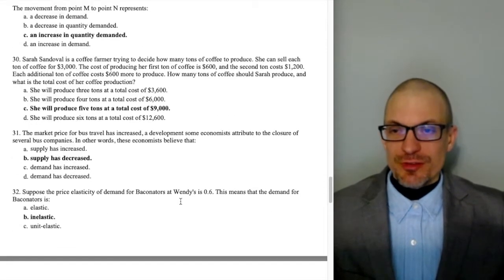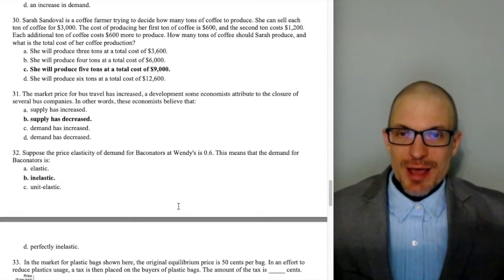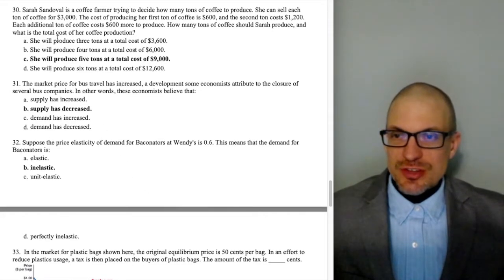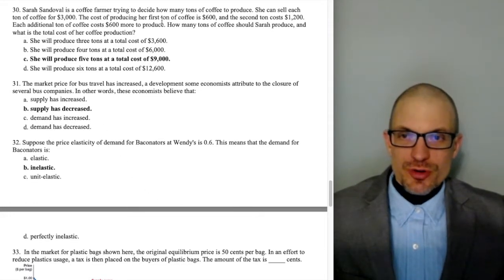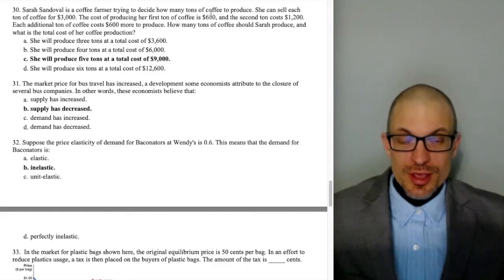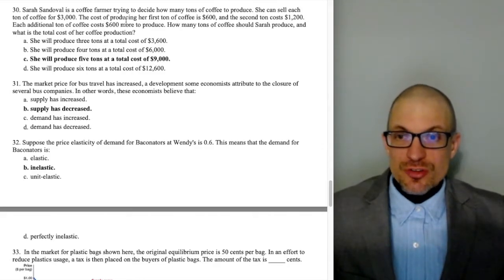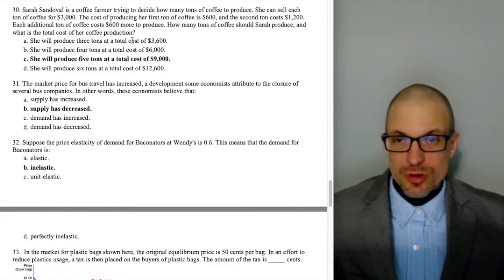Okay, Sarah Sandoval is a coffee farmer trying to decide how many tons of coffee to produce, can sell each ton for $3,000. The cost of producing the first is $600. The second is $1,200. Each additional is $600 more to produce. How many tons of coffee should Sarah produce, and what's the total cost?